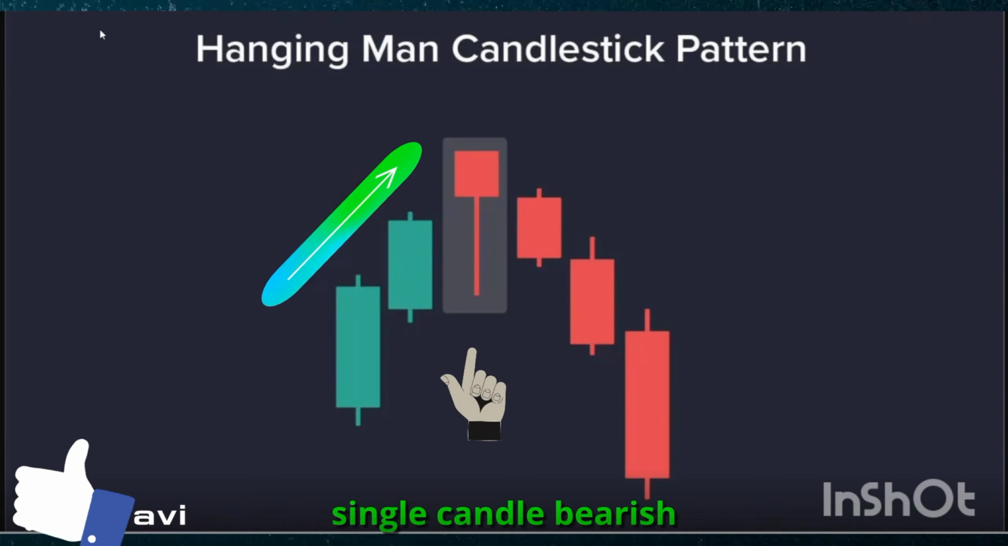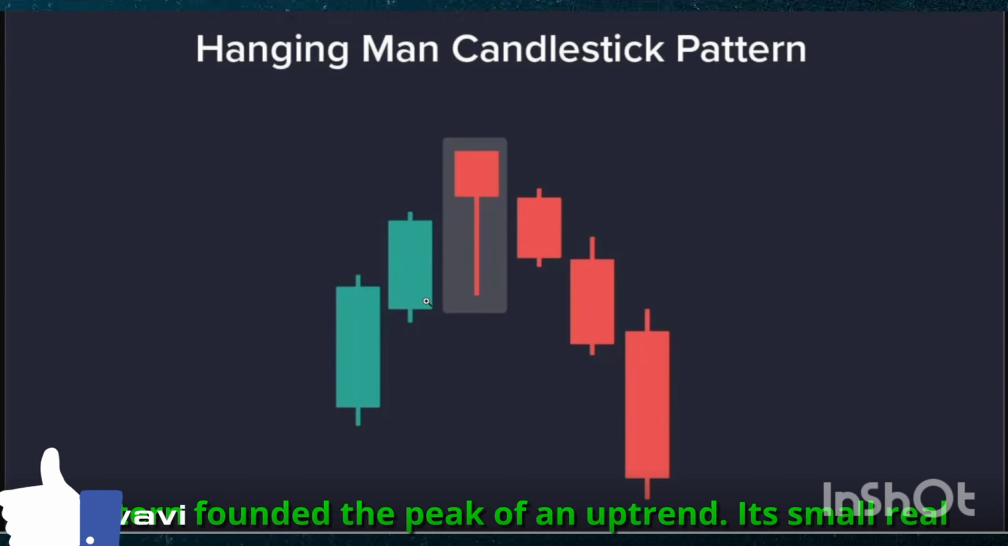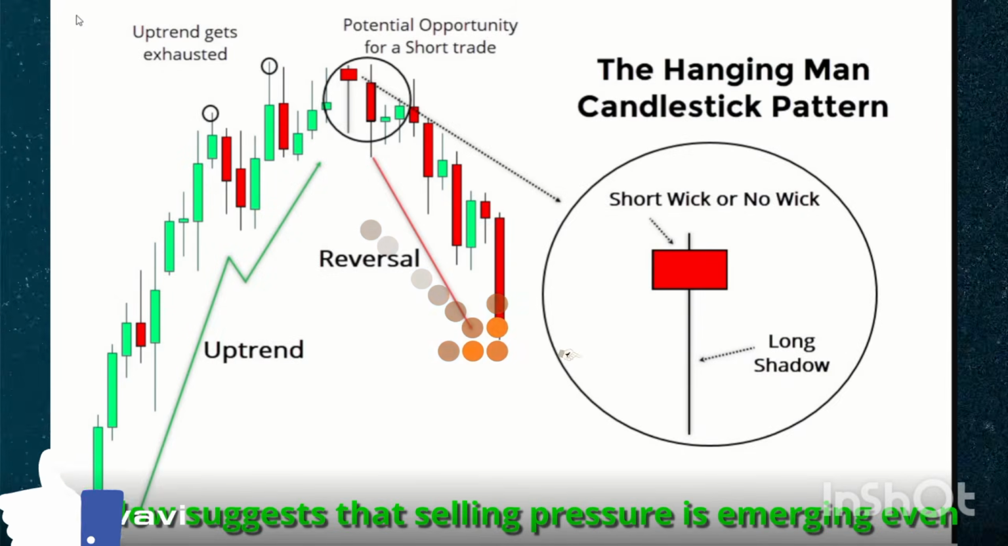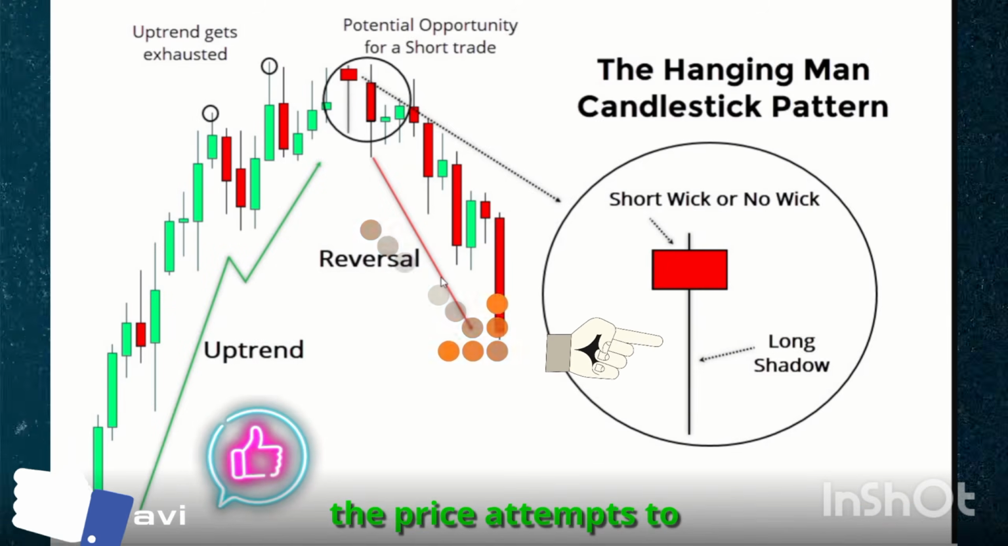The hanging man is a single candle bearish pattern found at the peak of an uptrend. Its small real body and long lower shadow suggest that selling pressure is emerging even as the price attempts to rise.